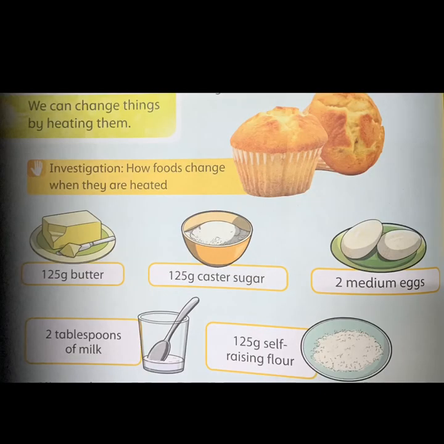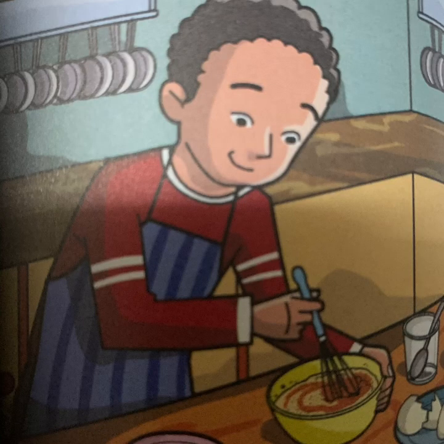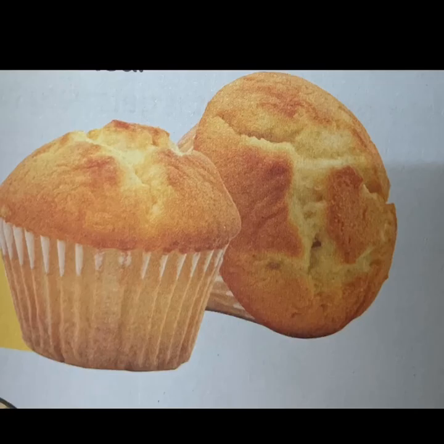Now let's have a look at some everyday materials, how they change when they are heated. I have a few ingredients here for making cake, like butter, eggs, sugar, milk, and raisin sauce. So I'm going to mix all these ingredients well, and after mixing, I'm going to put this batter in a pan and then put it in the oven. And I'm going to set the temperature at 200 degrees. And here is the yummy end product. Yes, you can see the muffins.